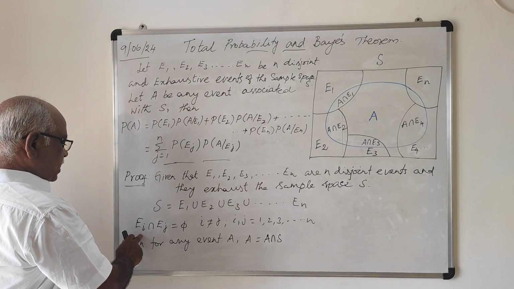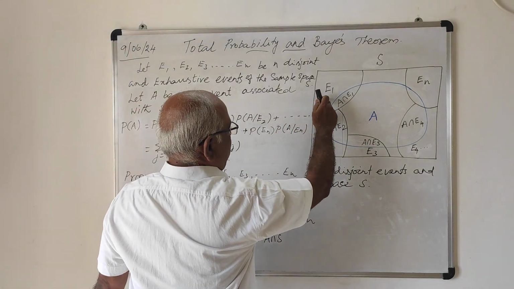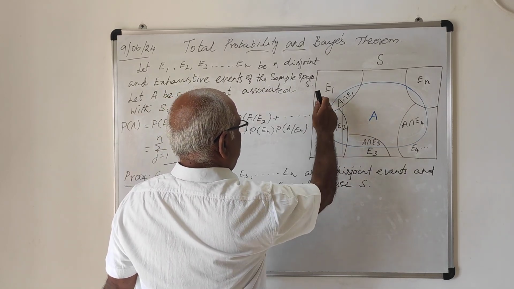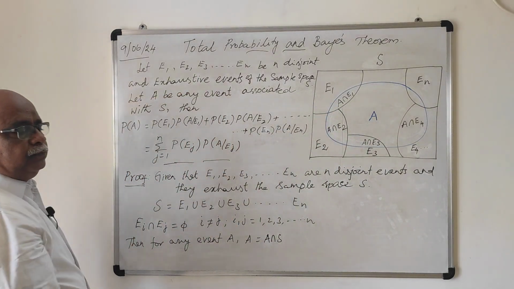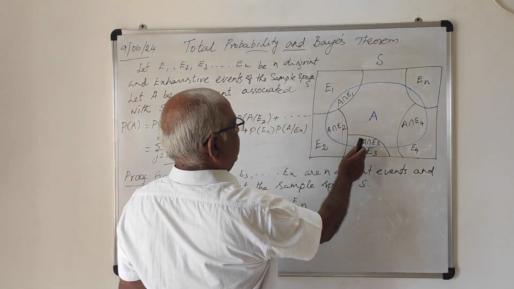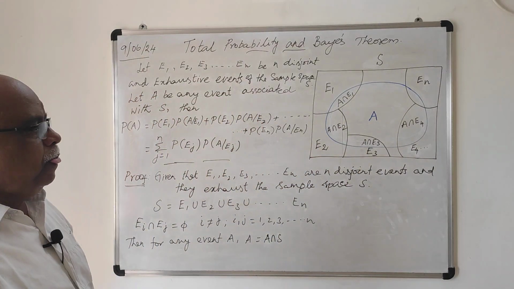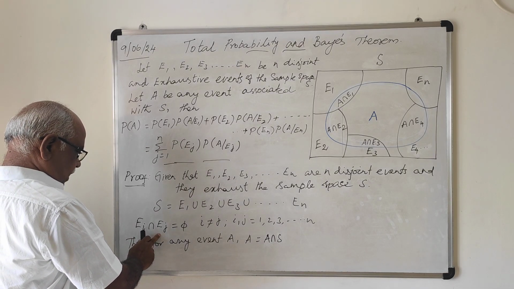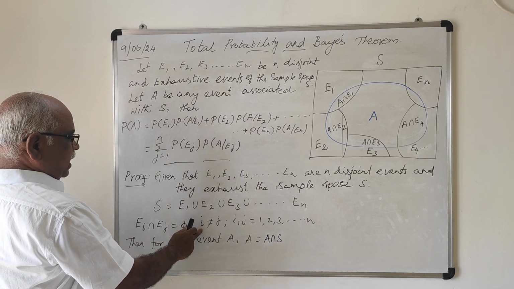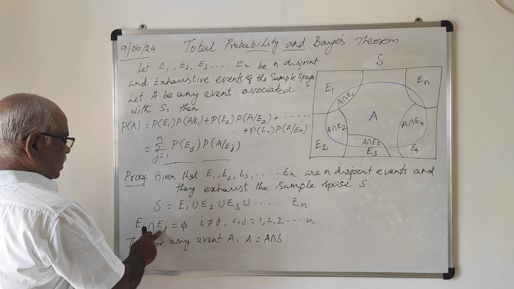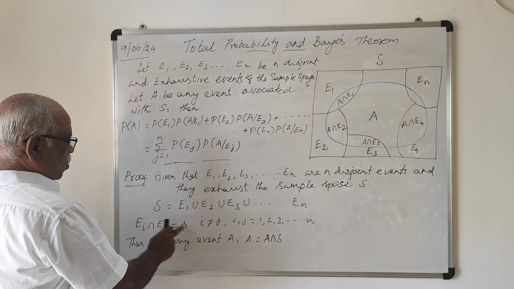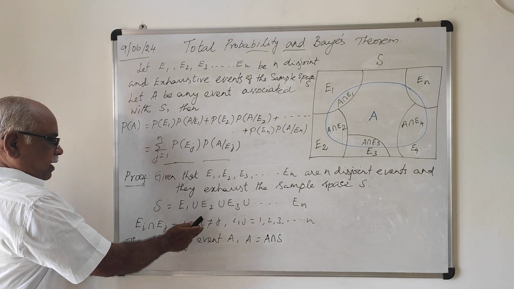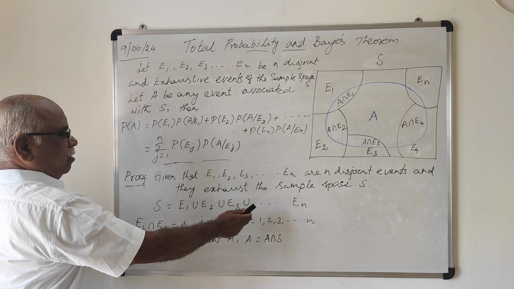Now we know that Ei intersection Ej, E1 intersection E2. See, E1 and E2 are disjoint. Therefore E1 intersection E2 is phi. Similarly, E2 intersection E3 is phi. Therefore, generally I have defined that Ei intersection Ej equals phi, where i not equal to j: E1 intersection E2, E2 intersection E3 and so on. In general, Ei intersection Ej equals phi, where i not equal to j, where i and j are 1 to n.